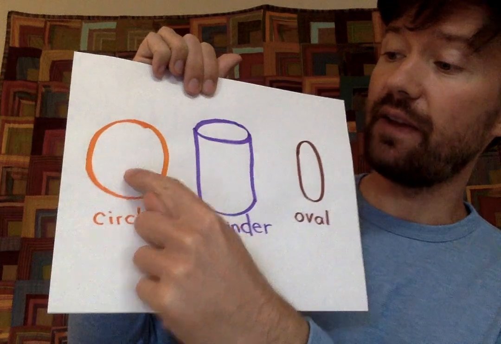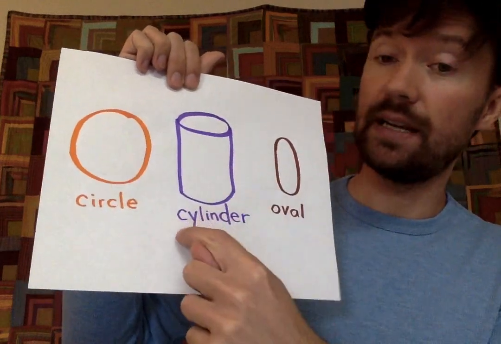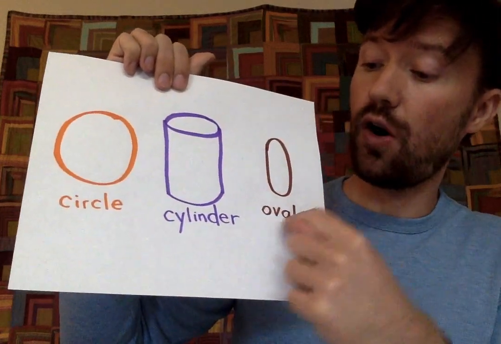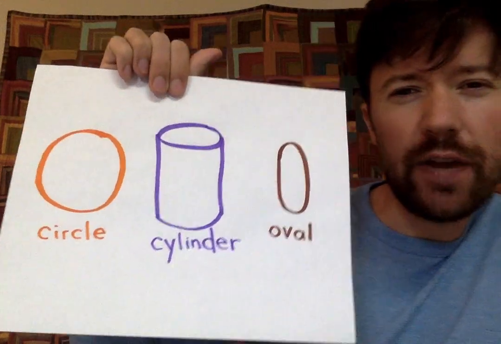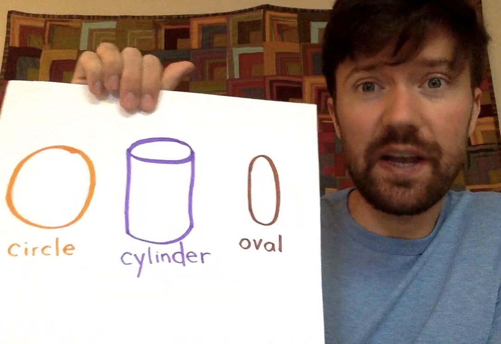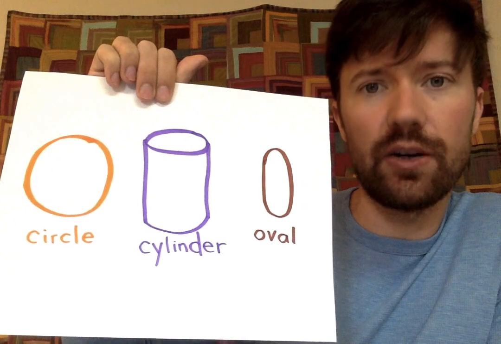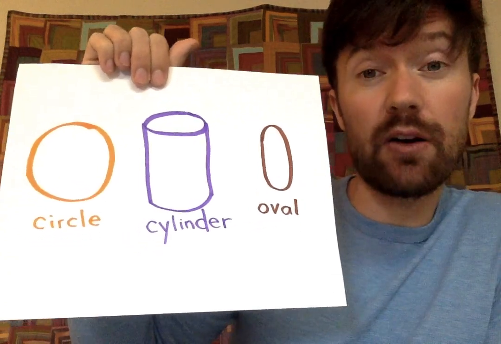Here in this picture, we have a circle, a cylinder, and an oval. Take a minute to look at those shapes, think about their attributes, and find a way that a circle, a cylinder, and an oval are connected. What's the same about all of them?